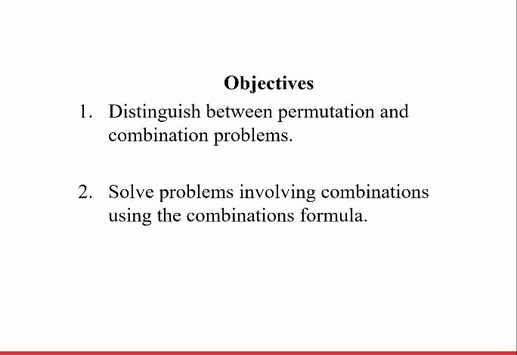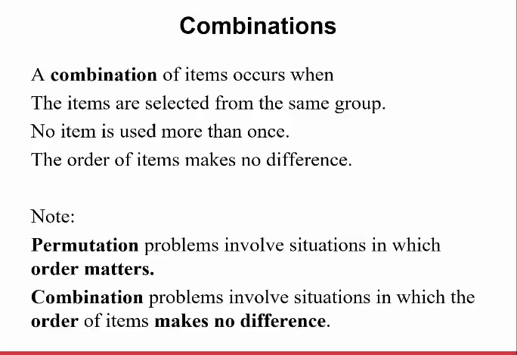Okay, so our first objective is to distinguish between a permutation and combination problem, and then we want to solve problems involving combinations using the combinations formula. A combination of items occurs when items are selected from the same group. Again, no item is used more than once, just like with permutations. And here the order of items makes no difference. So the order you select them or arrange them does not matter.